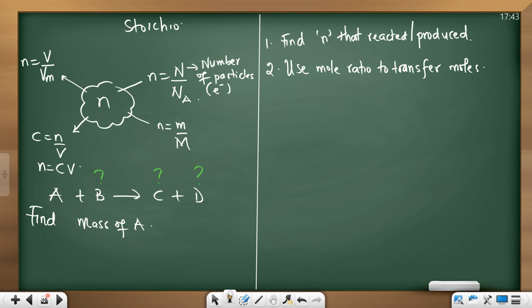So for example, I get moles of C, then I'll say A to C, right? 1 to 2. What am I doing? Transferring the number of moles of C to A. What was missing before? The number of moles of A. Now I have it. I don't know if it makes sense. And then number 3, calculate what is needed. And we are going to apply these 3 processes now to this question.